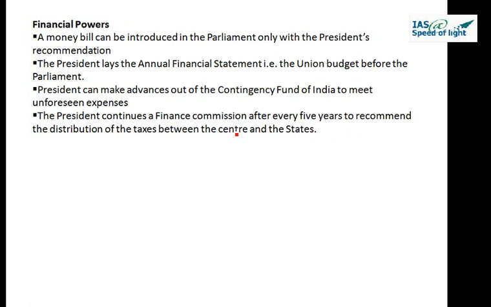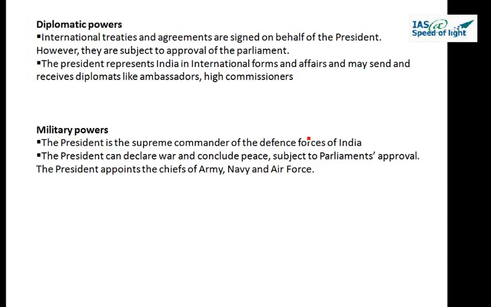Coming to the financial powers, a money bill can be introduced in the parliament only with the president's recommendation. We have already seen that. The president lays the annual financial statement, that is the union budget, we will see in the next lecture, before the parliament. The president can make advances from the contingency fund of India to meet unforeseen expenses. We will also see the different types of funds which are available with the union government. The president constitutes a finance commission after every 5 years to recommend the distribution of taxes between the central and the states. So these are termed as the financial powers of the president.